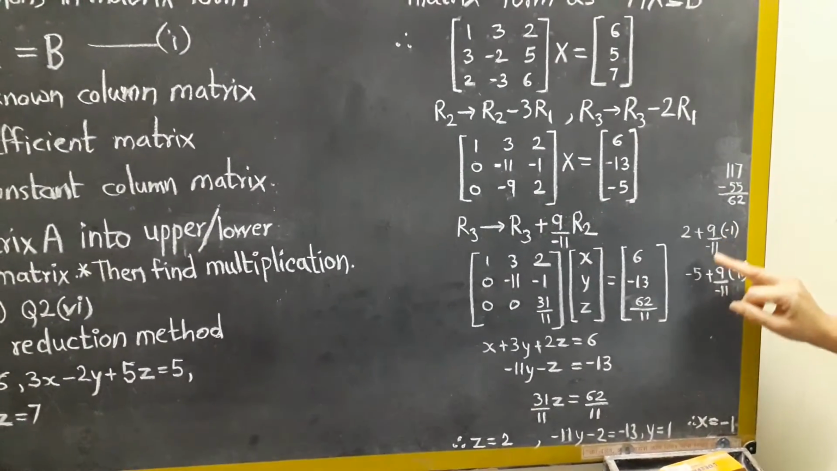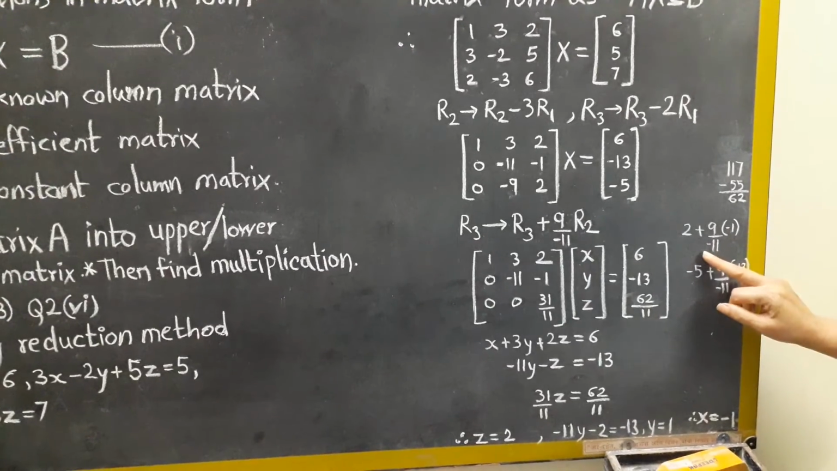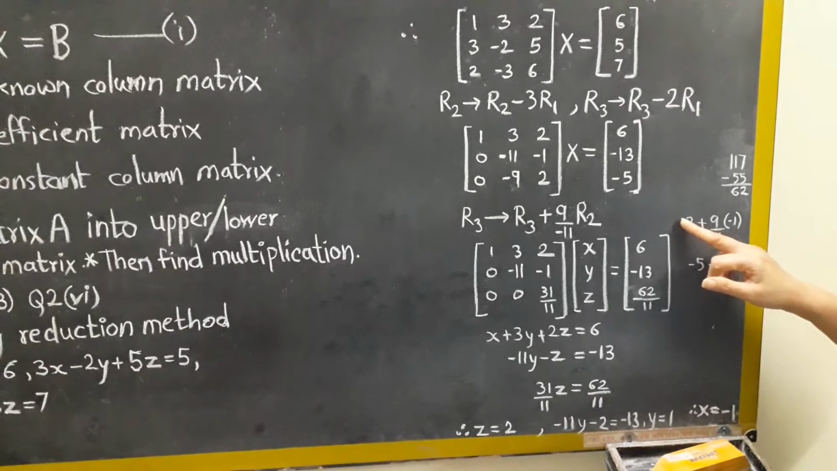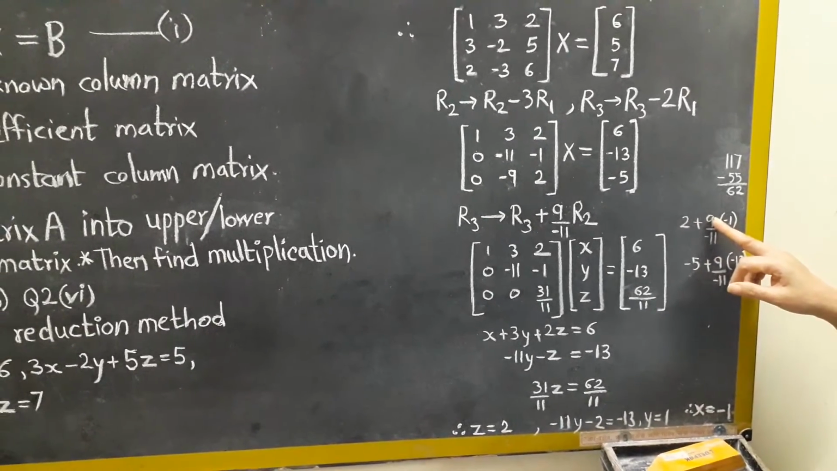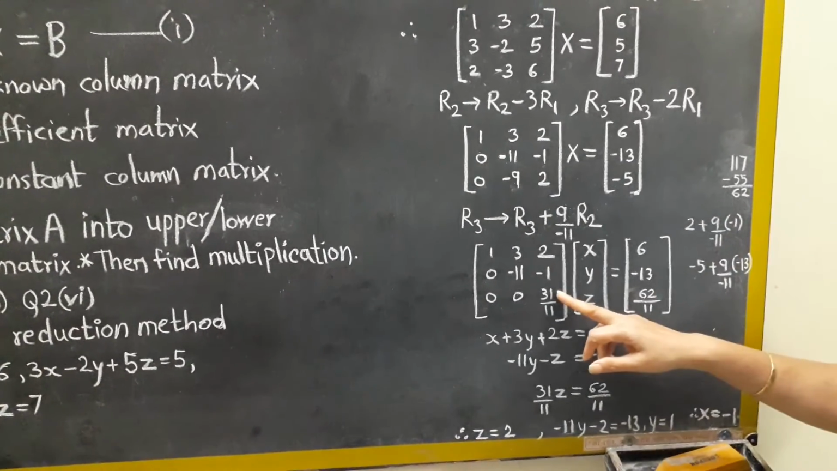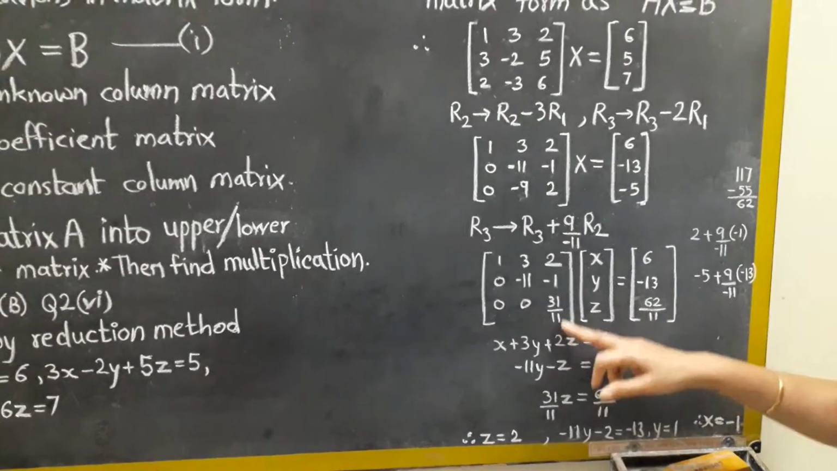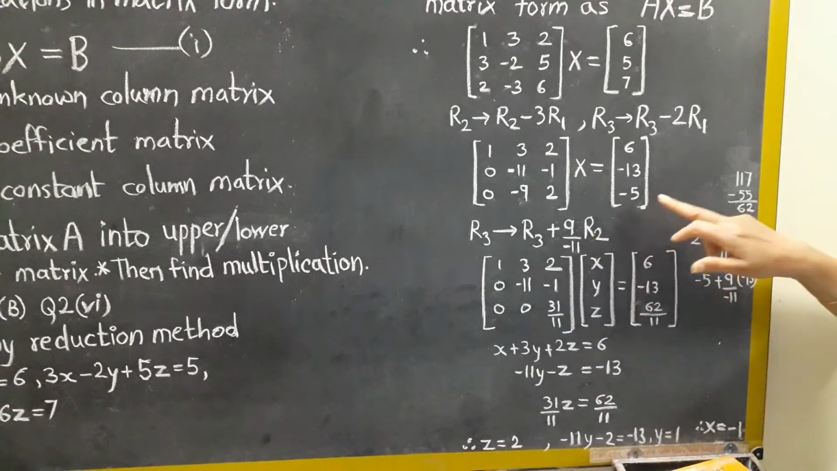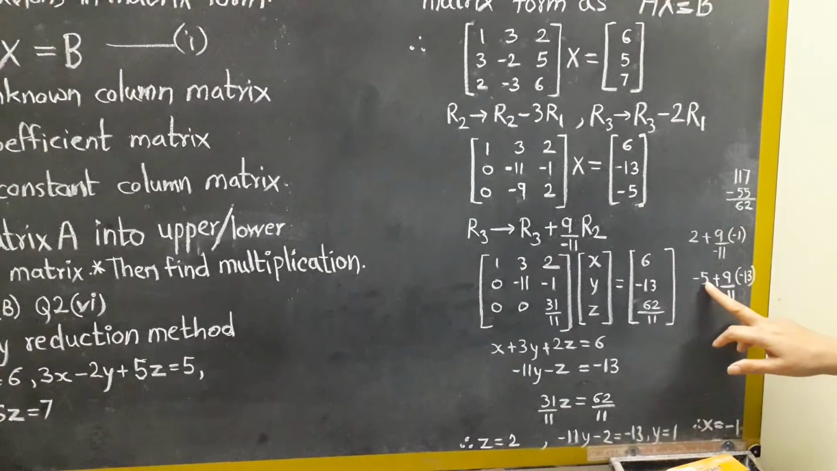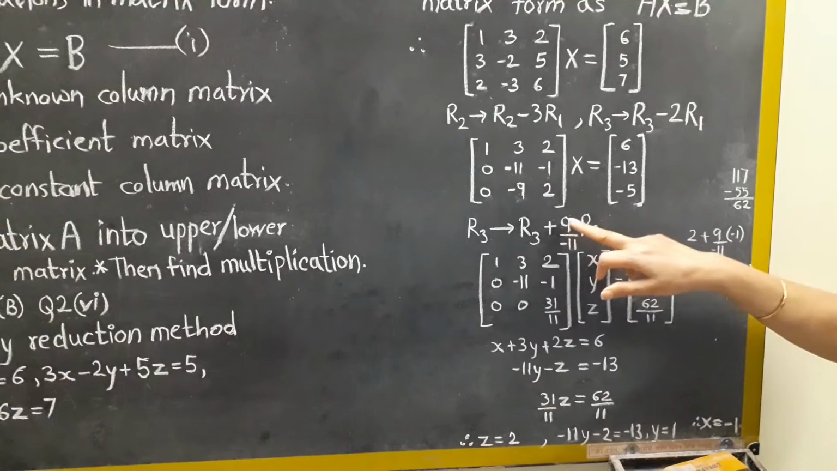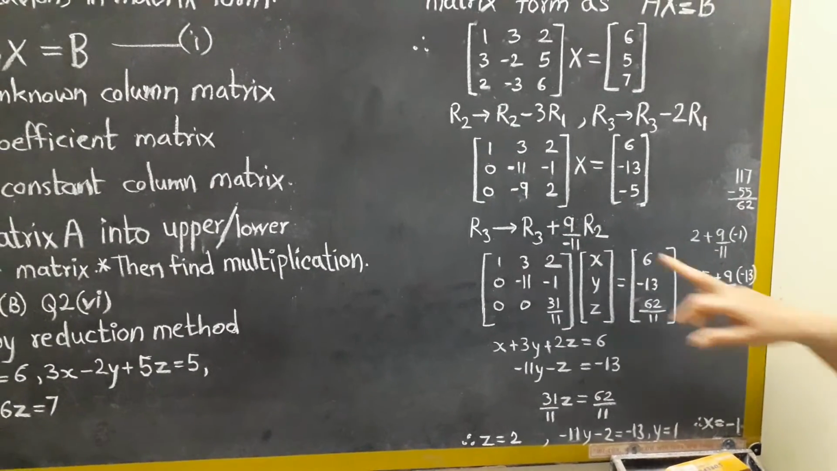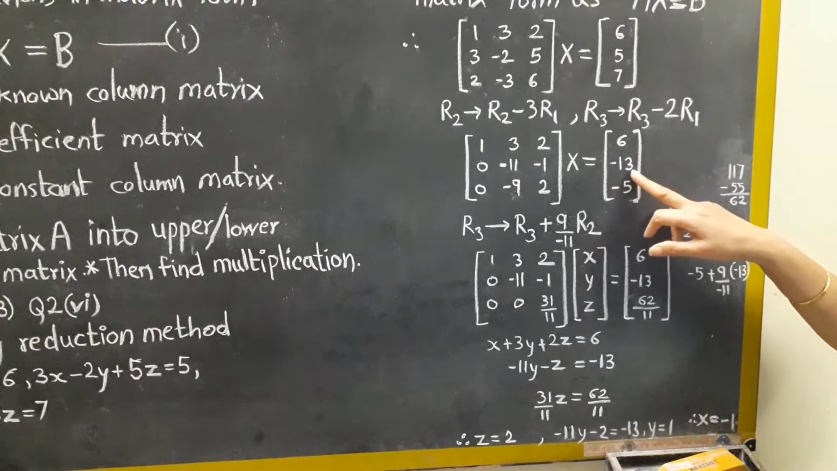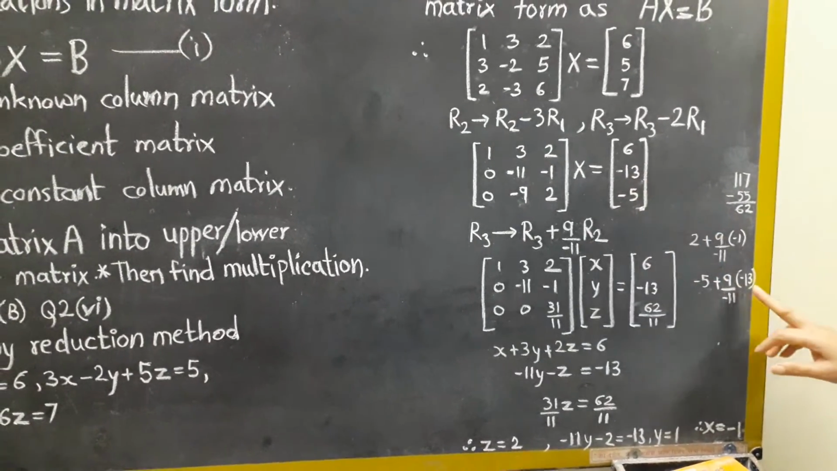Now I can do it fast. Minus of minus become plus, 9 by 11. So 11 into 2, 22 plus 9, 31 upon 11. So I am getting 31 upon 11. In the same manner I am finding out the same calculation here also. Minus 5, R3 plus 9 by minus 11 and multiplied by the element minus 13.